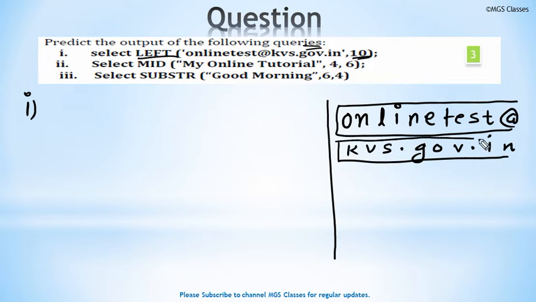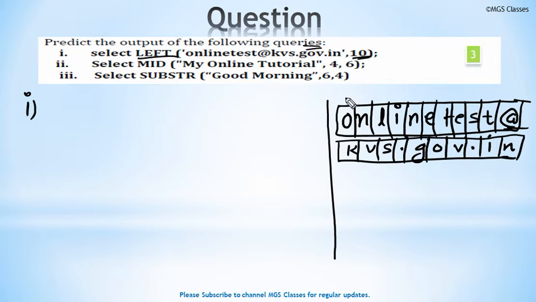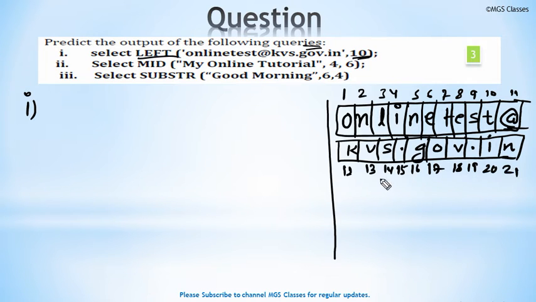You can also mark it in a box. So 1 2 3 4 5 6, and then there is no space, test, there is no space, and then it continues 123.123.in. So this is the complete thing. We are marking 1 2 3 4 5 6 7 8 9 10 11 12 13 14 15 16 17 18 19 20 and 21. So you should write like this, and now apply the left function.